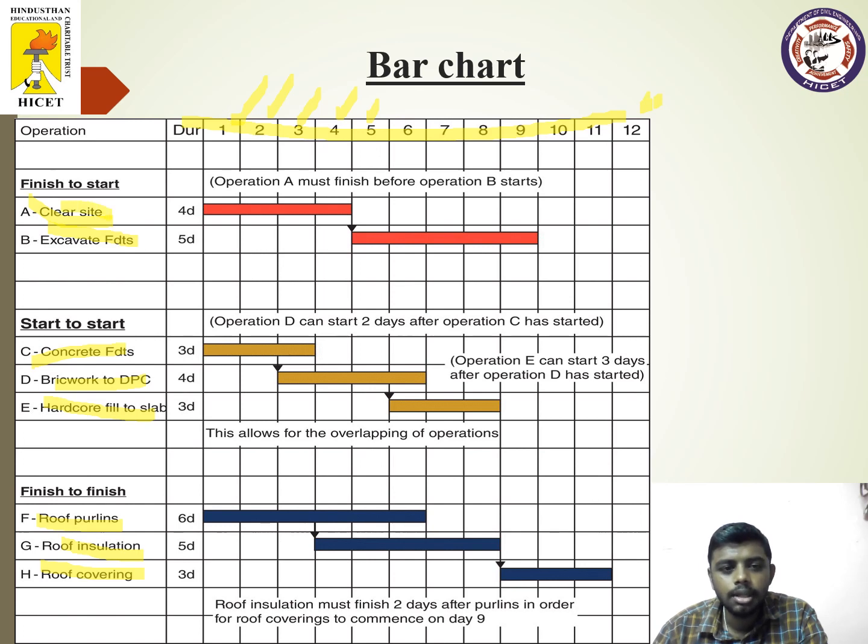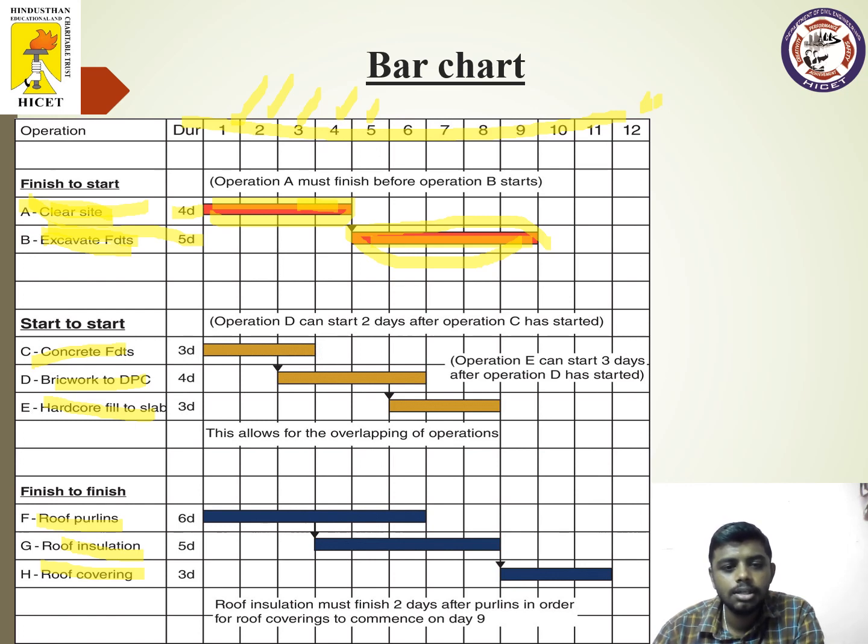For activity A to be completed, we need 4 days. So that 4 days is represented here in this bar chart. And for excavation, this clearance of site must be completed. That is, after these 4 days only, I can start the 5-day duration activity, which is excavation of my fields, and it starts on the 5th day and ends by the 9th day. This is clearly given here. So if there is any overlap of activities in our site, this can be clearly understood from the bar charts.